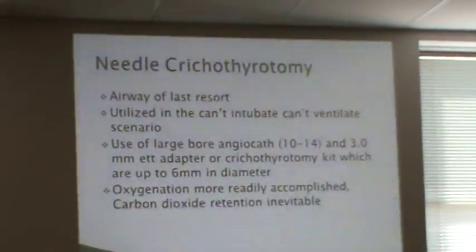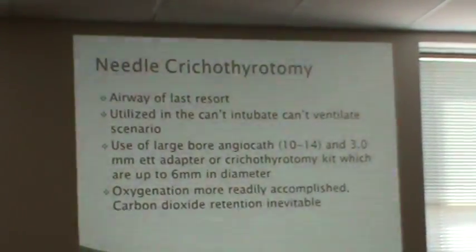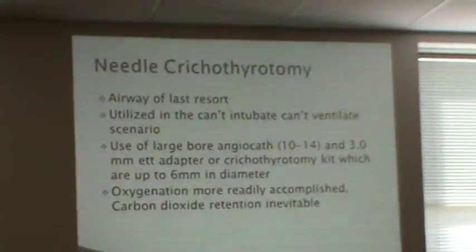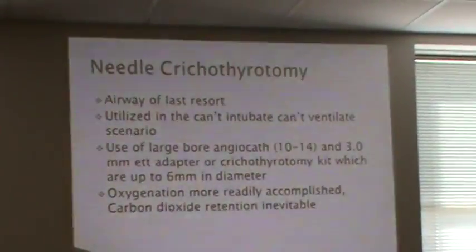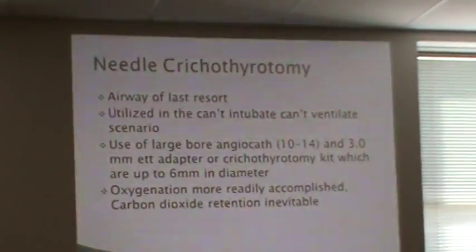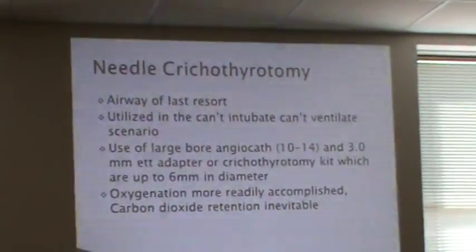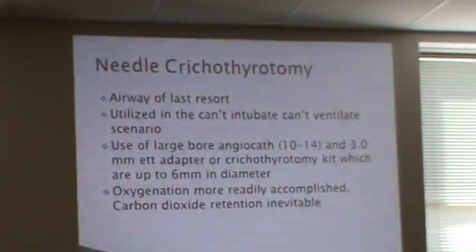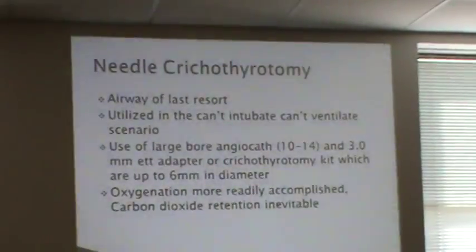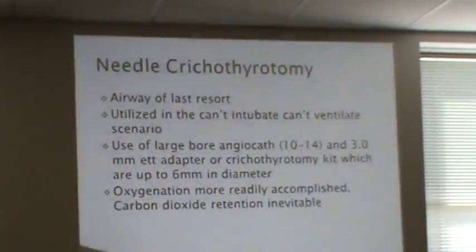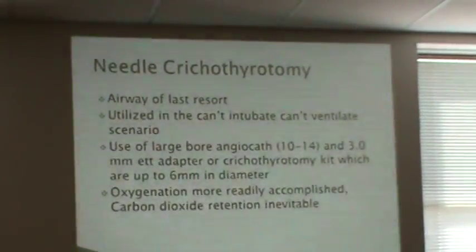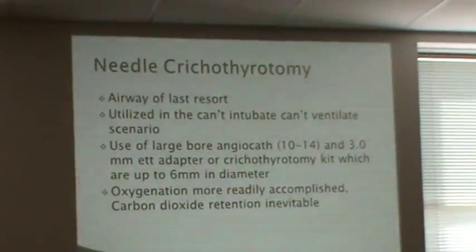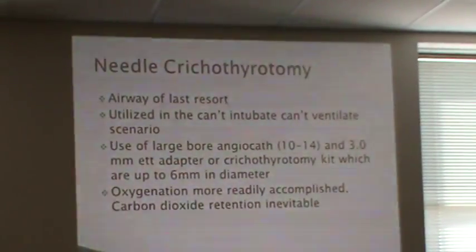Prep the area. You're going to insert a needle through the membrane at a 90-degree angle until air is aspirated, and then direct the needle up toward the head and advance the catheter. The quick and dirty method is using a large bore angiocath, 10 gauge to 14 gauge, and you use the 3mm adapter off an endotracheal tube and bag through that, or you have the larger cricothyrotomy kits, which actually get you up to a 6mm diameter, which is kind of nice.